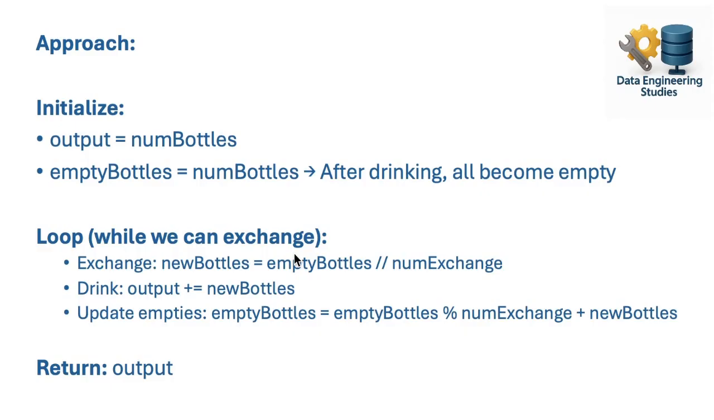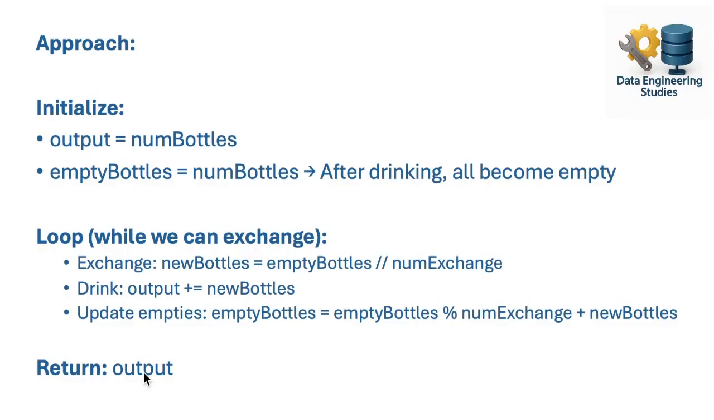The exchange is nothing but empty bottles divided by number of exchange. We will assign this to a variable new bottles. New bottles are the bottles that we can drink. So we will add the new bottles to our output. Next we will find the updated empty bottles. The updated empty bottles is the new bottles plus the remainder. We will update this as our empty bottle and we will repeat this loop until we can do an exchange. Finally, we will return the output. I hope the approach makes sense.